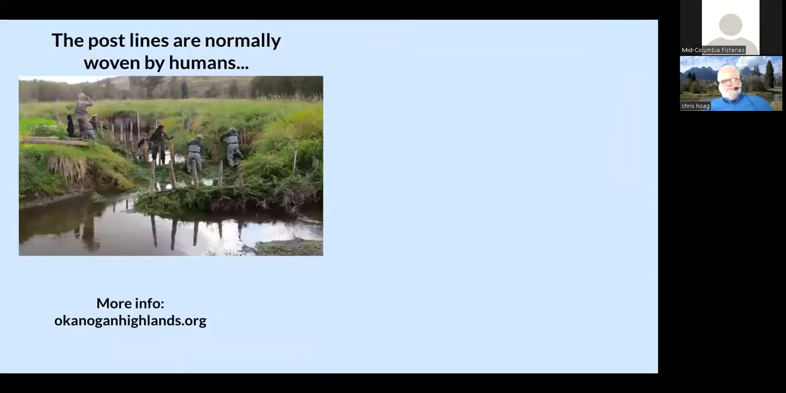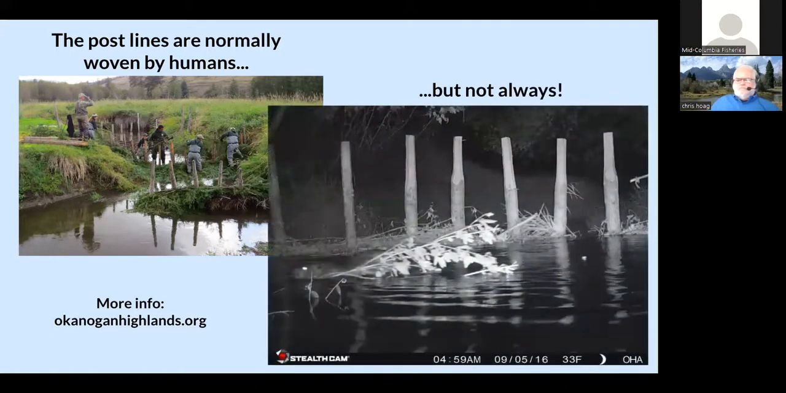The post lines are normally woven by humans. This is a project at Triple Creek. If you want more information, you can go to okanaganhighlands.org. This is a project that I managed when I worked for Okanagan Highlands Alliance. But our post lines were not always woven by humans, because sometimes the beavers came in. On this post line, about 5 days after we pounded it, beavers showed up and stayed on site for 18 months. They came in at night and wove that whole post line on their own and turned it into a dam.